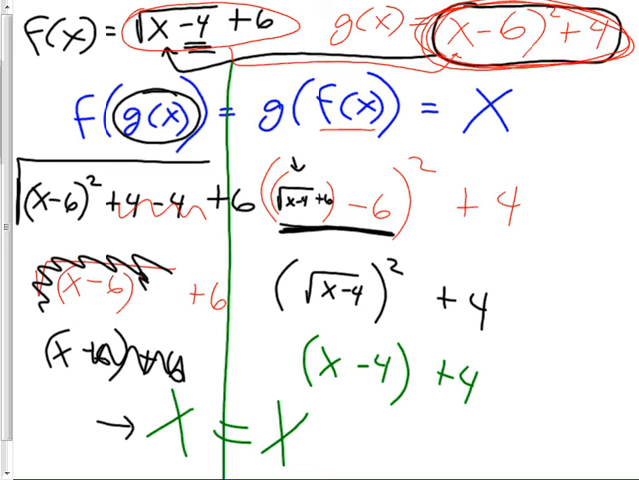Final answer. Do the 4's cancel at the end there? Yes, they do. So the answer is x, just like I hoped it would be. And I have proven that my two functions are inverses. I know that seems really difficult. Most people get this problem right when you see it again on the test.